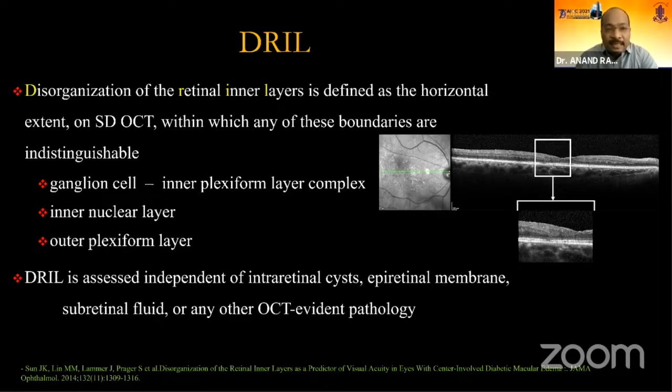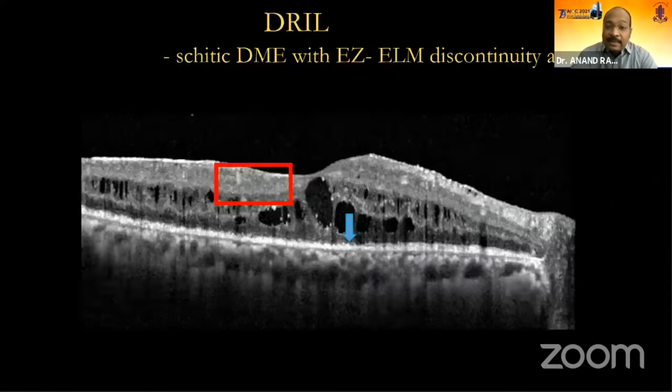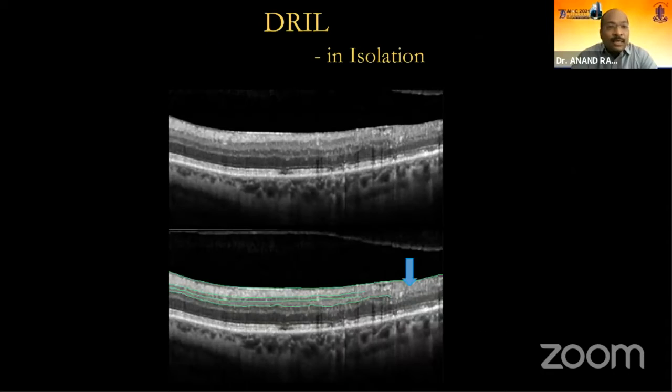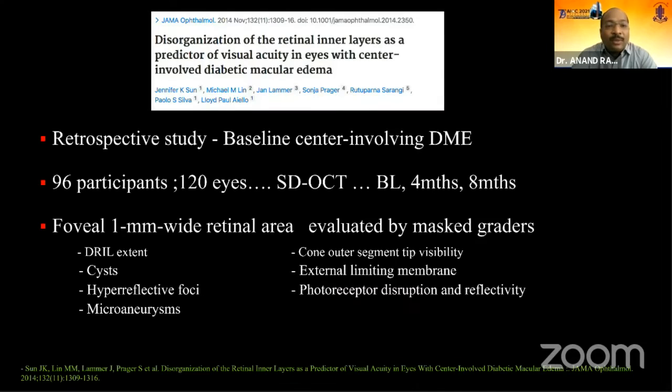Now, DRIL is typically seen in active diabetic macular edema, cystic in this case, with ellipsoid zone and ELM discontinuity seen, and an ERM also thrown in. But it's also seen in isolation, and in such cases, it can be a surrogate marker for macular edema having been there. Now, Jennifer Sun's group with Lloyd Aiello from the Joslin Center were one of the first to look at this. In a retrospective study, they looked at about 120 eyes with baseline center-involved DME with SD-OCT at baseline, 4 and 8 months.